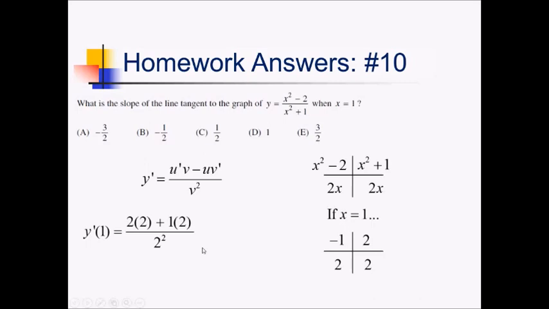Let's simplify that to get an answer choice. So we have 4 plus 2 is going to be 6. So we have 6 over 4, which reduces to 3/2. There we go, choice E.